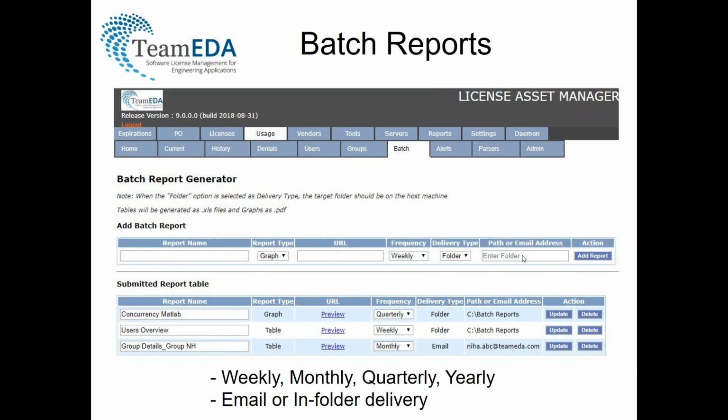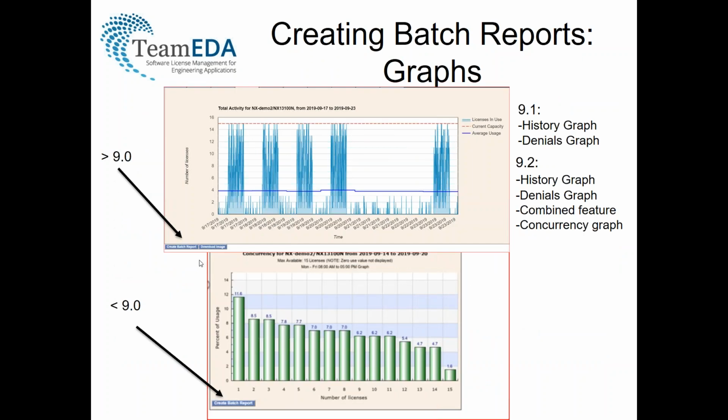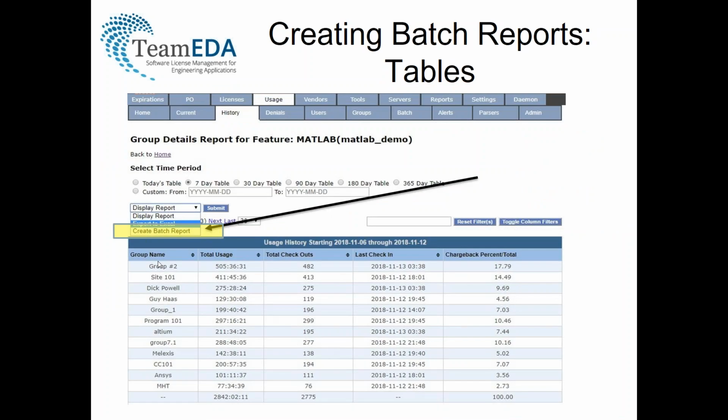So in that sense, it's the same as the graphs, but it's just how do you get that URL in there? From graphs, you get it from these buttons. From a table, you get it from selecting create batch report and hitting submit. And again, this report will generate weekly, monthly, quarterly, whatever you want.